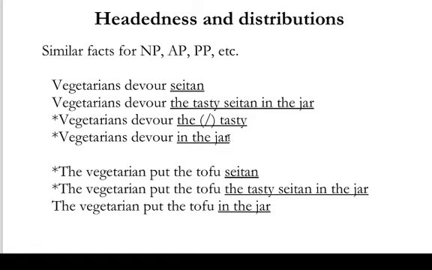And so just like the verb example, we're going to end up saying that the distribution of this string, the tasty seitan in the jar, is determined by its head seitan, not by the or tasty or in or the or jar. And therefore, this is a noun phrase because it mirrors the distribution of its head noun, not a determiner, an adjective, a preposition phrase. Right? This is the basic idea here. And the same thing is going to be true, changing what needs to be changed, across all these other categories. So far, so good.